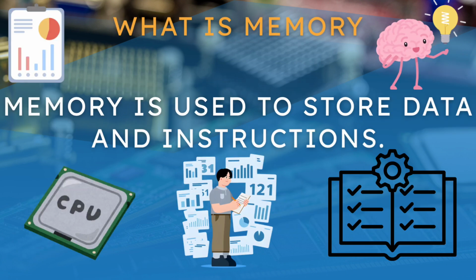Let us first understand what memory is. The memory is the part of the computer that is used to store data and instructions. It helps the computer to remember things and perform tasks quickly. For example, when you open a game or a file, the computer uses memory to run it smoothly. Without memory, a computer cannot work properly.